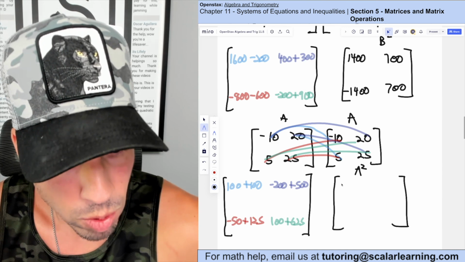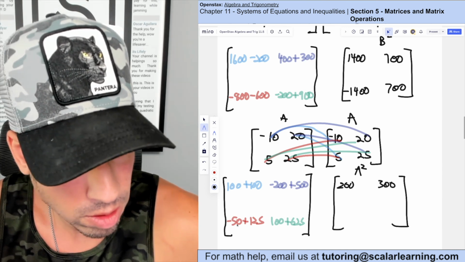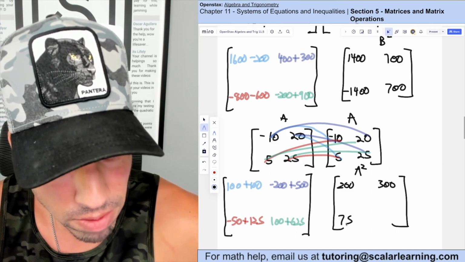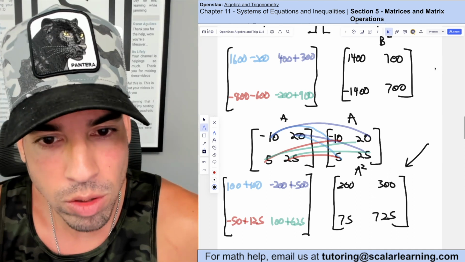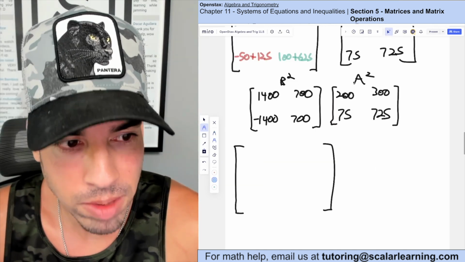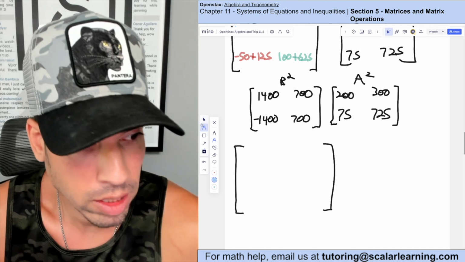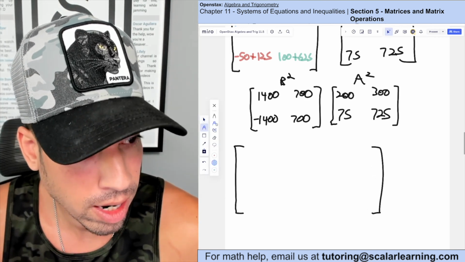All right, let's finalize it. So we got 100 plus 100 is 200. That's going to be 300. That's going to be negative 50 plus 125 is 75. And then we got 725 down here. Okay, so we have A squared, we have B squared. Now we have the final multiplication, B squared times A squared. Okay, and these numbers are going to get pretty big. Actually, I'm going to make a little bit more room just in anticipation, and let's go.